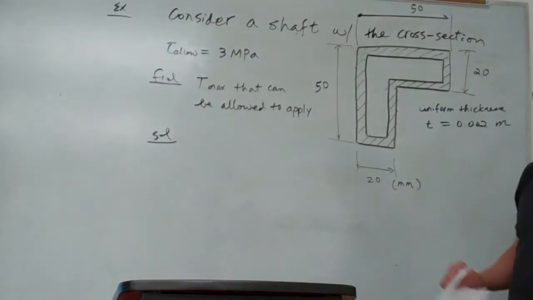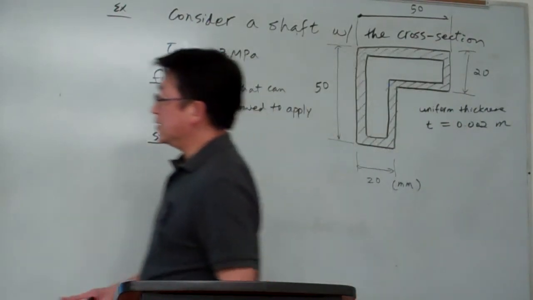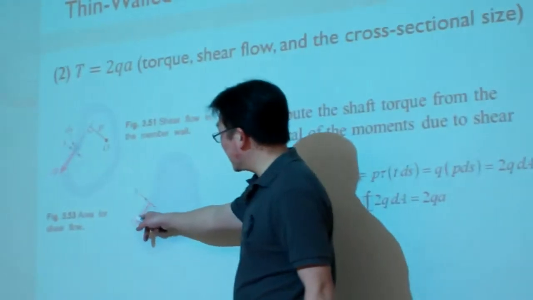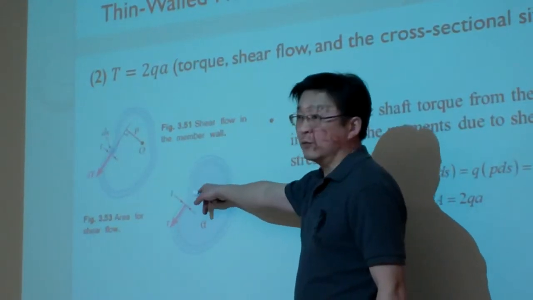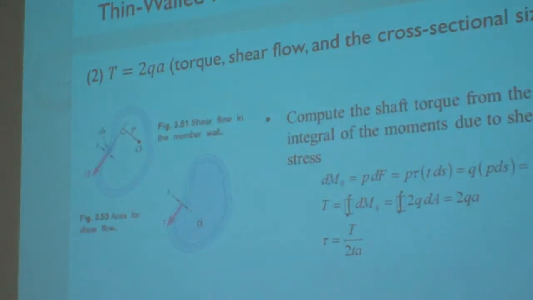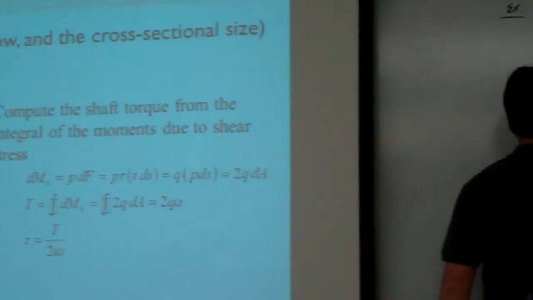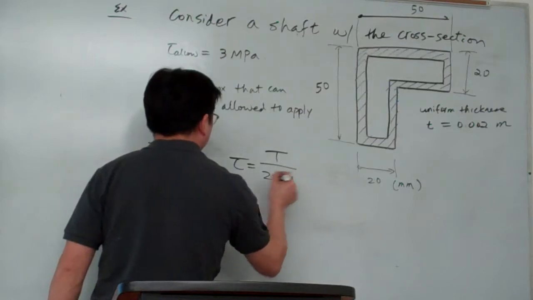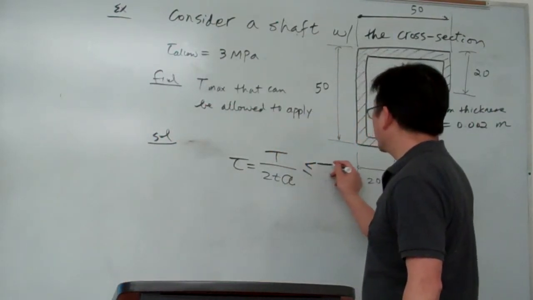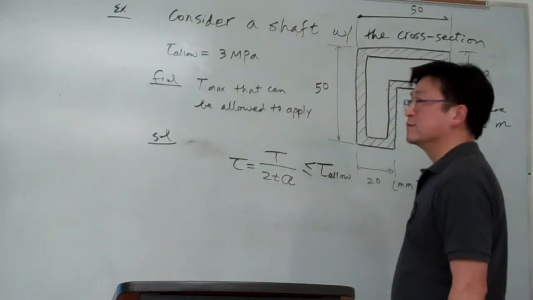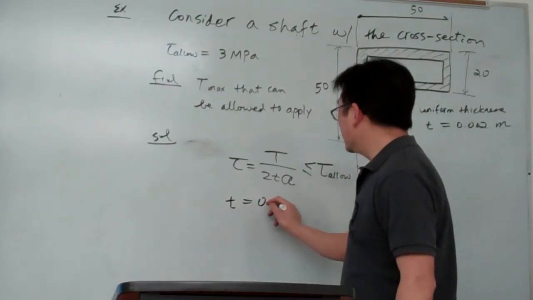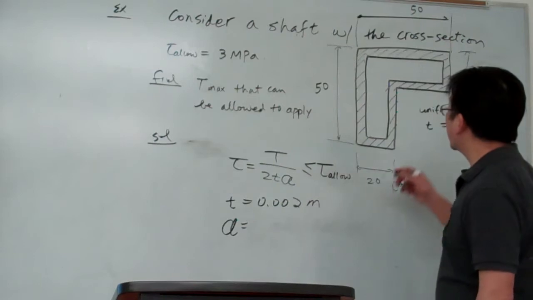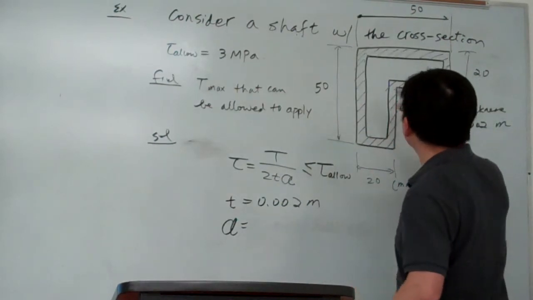The tau equal to T over 2tA, where t is the thickness, and A is the area enclosed by the center line through the wall. So from here, we simply plug into this formula: tau equal to T over 2tA. And this one must be less than or equal to the allowable stress. So for this case, t equal to 0.002 meters. And A is the area that is enclosed by this line.